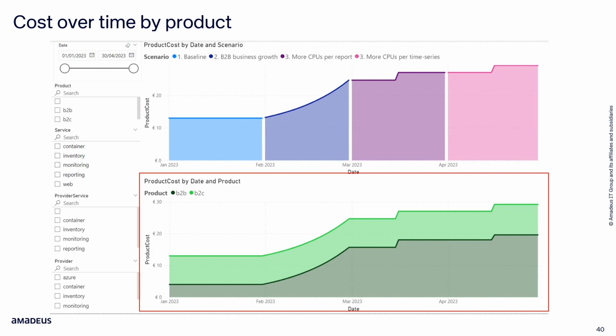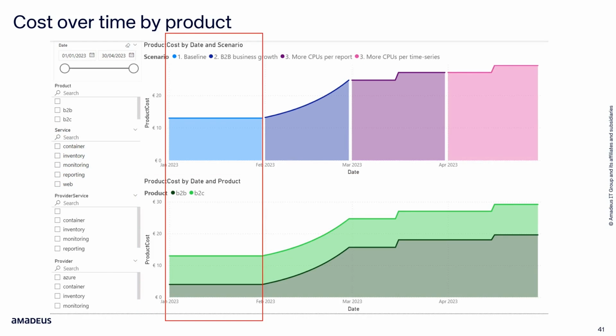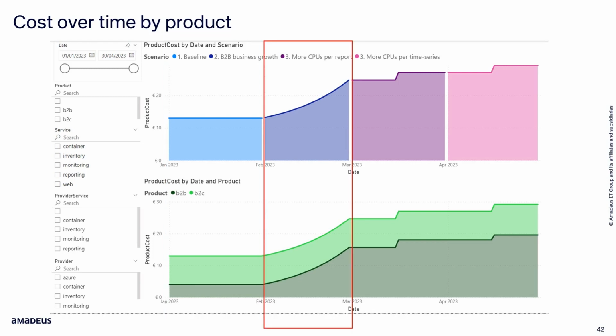The area chart at the bottom of the report displays the cost by product, B2B and B2C, over time. The blue scenario is the baseline. The costs are flat. In the second dark blue scenario, cloud costs increase steadily over time. In the bottom area chart, we can see that the increase of costs comes from the B2B product. So let's have a look at it.